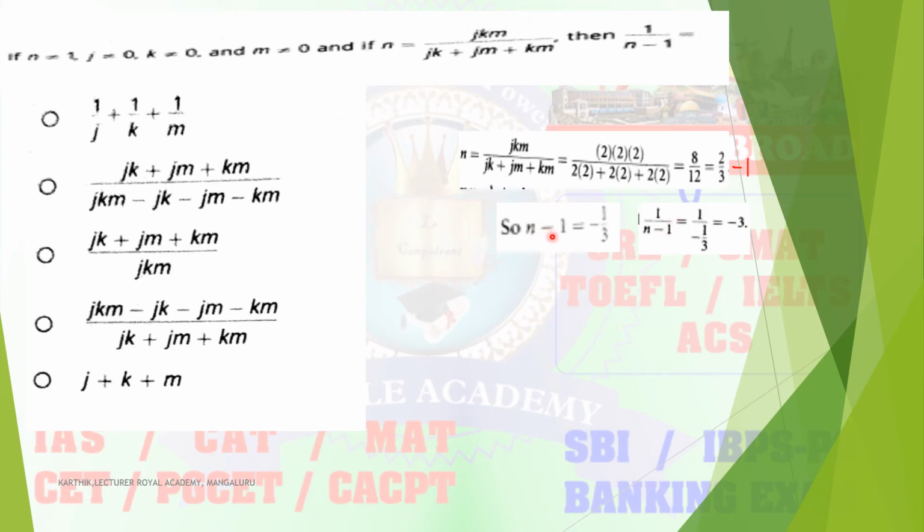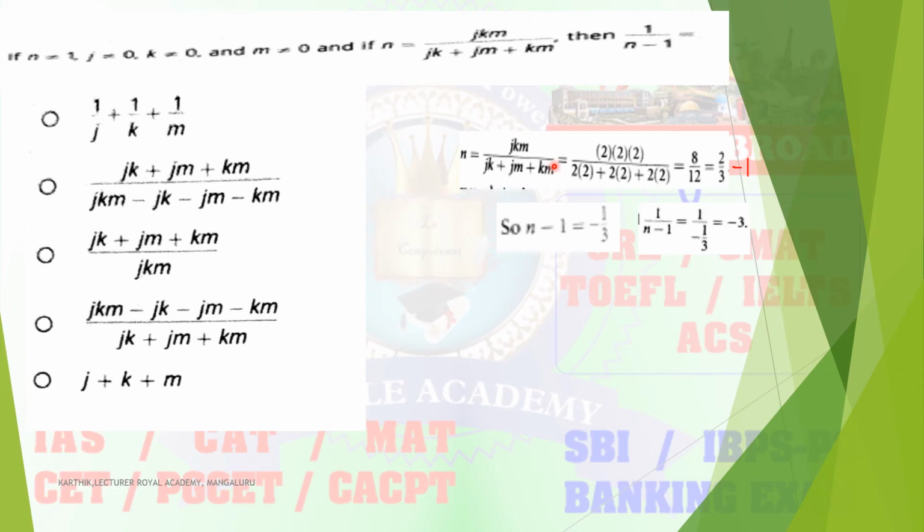After finding n minus 1, substitute into this expression, 1 divided by n minus 1. So 1 divided by minus 1 by 3: the 3 goes to the numerator and the minus sign stays, because plus into minus is minus. So the answer you should get is minus 3.